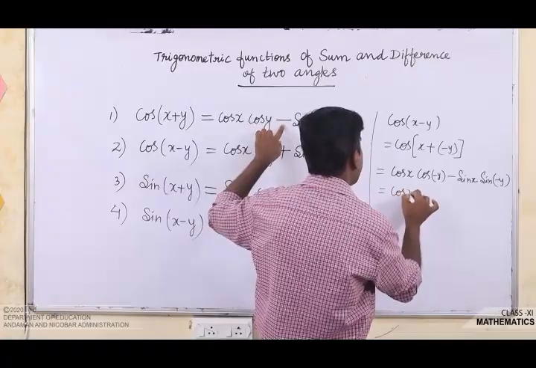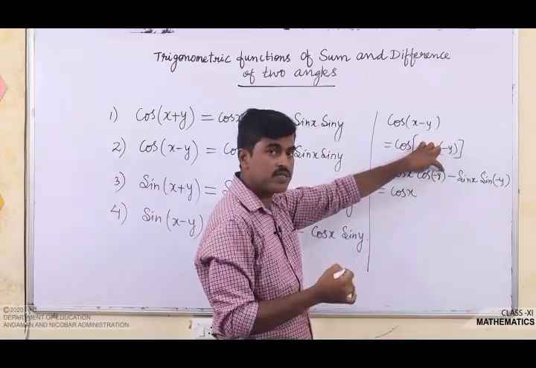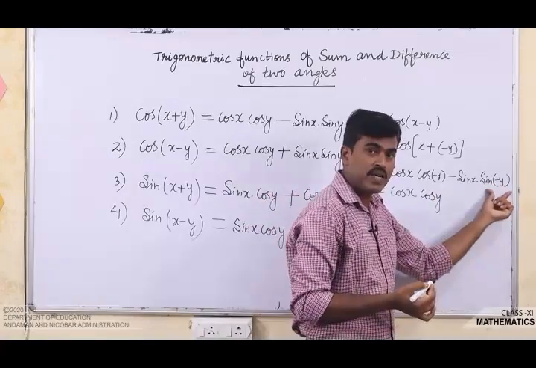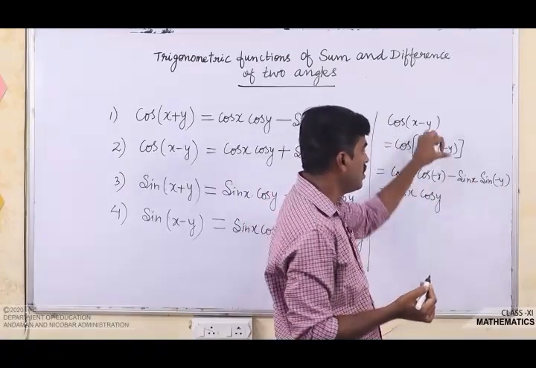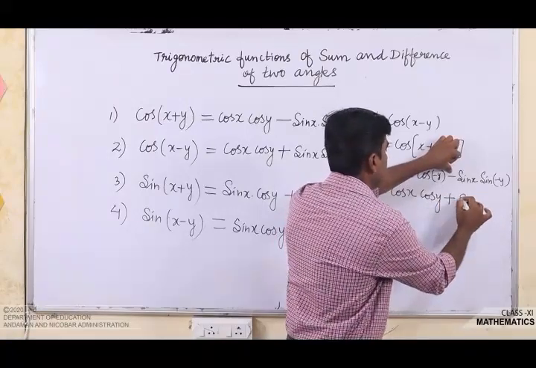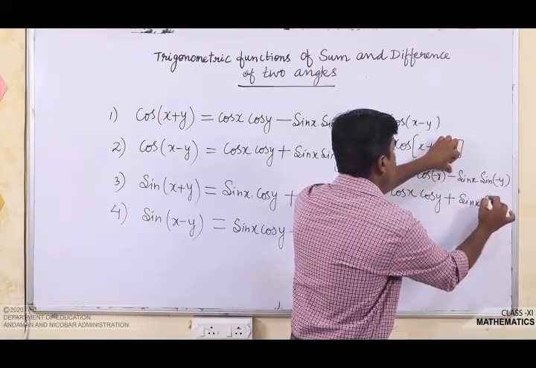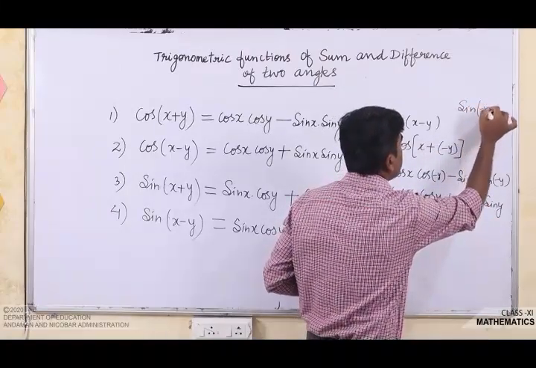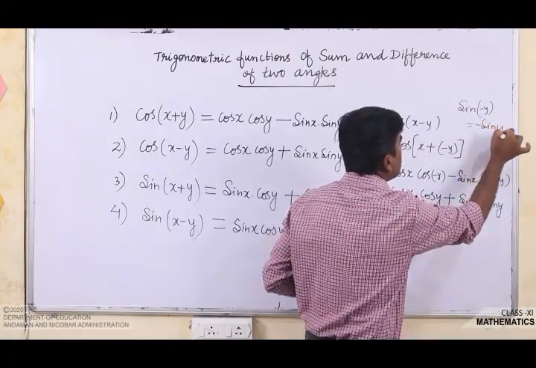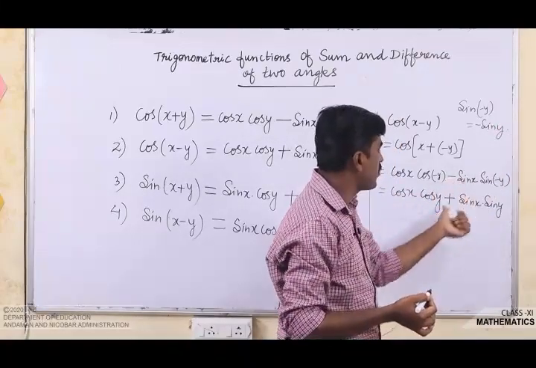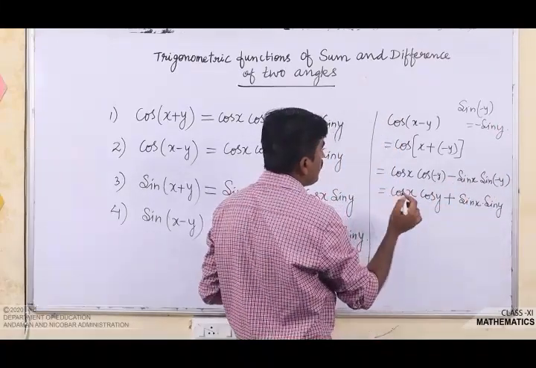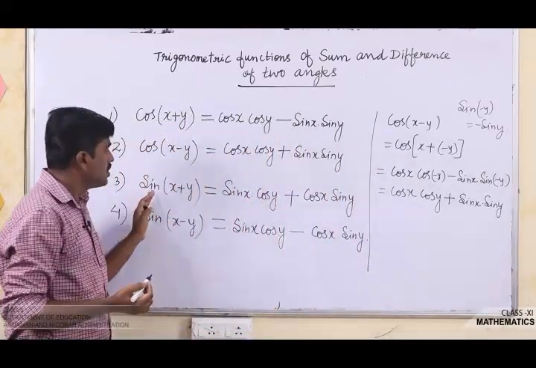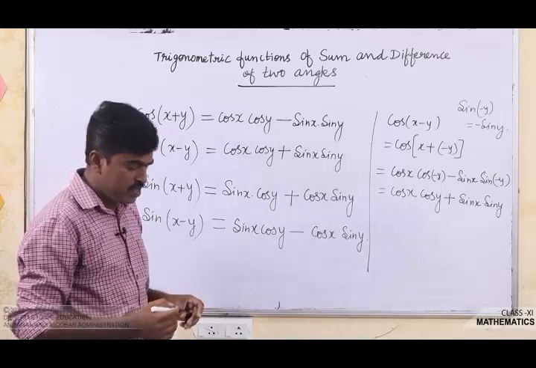Now we know that cos of minus y is equal to cos y, whereas sin of minus y is equal to minus sin y. So it will be plus sin x sin y. Sin of minus y is equal to minus sin y, so minus into minus will be plus. So this is the formula for cos of x minus y. Likewise, we will see sin of x plus y and sin of x minus y also.